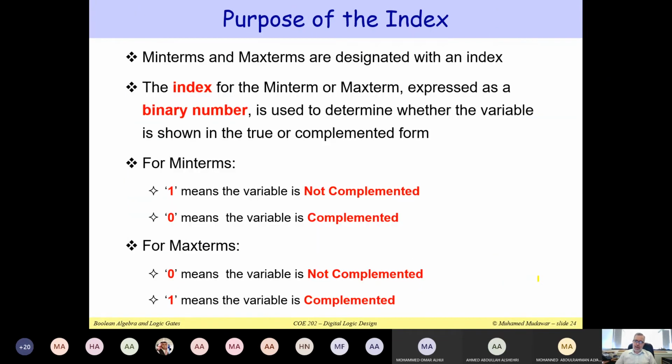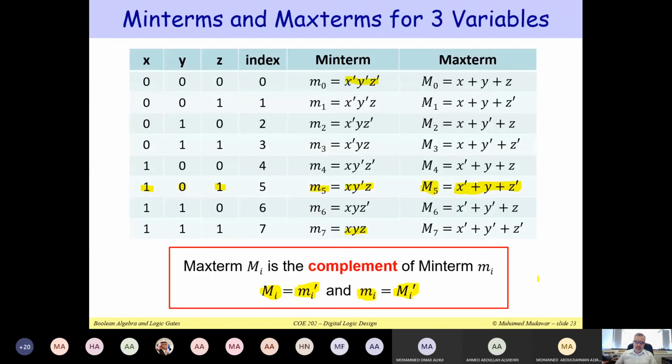Now, let us see how we can use this to write an expression. So the purpose of the index, as we have seen from the previous slide, is that we can designate a minterm and a max term with an index. The index here is expressed as a binary number, while when we write the index, we write it in decimal, as we have seen in the previous slide. So m sub 0, m sub 1, up to m sub 7. The index here is shown from 0 to 7.